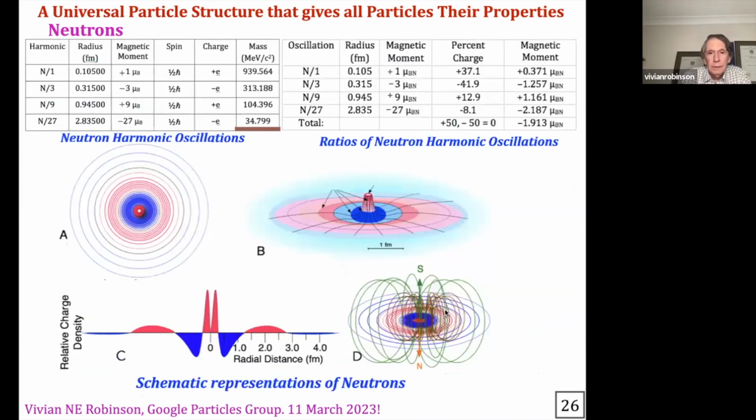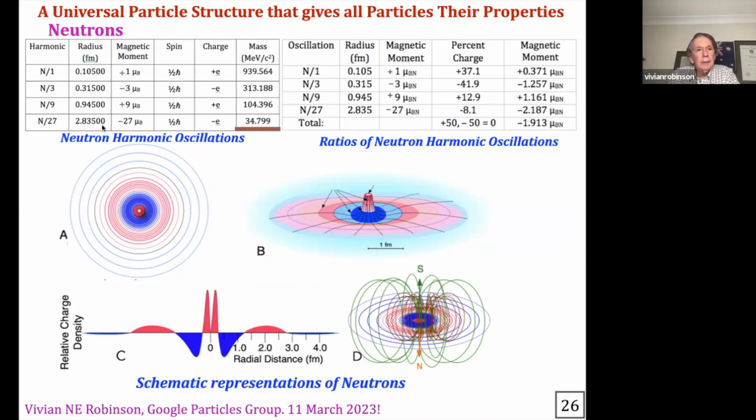Now, here's a table. This just shows the properties of the various harmonics. The n/1 is positive, n/3 is negative, n/9 positive, n/27 negative. And these are the proportions that are needed, and that finishes up to match the neutron's observed magnetic moment and charge distribution.